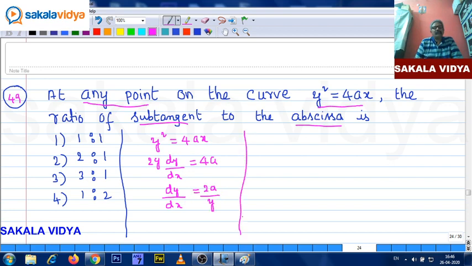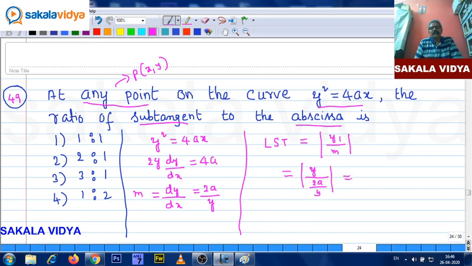Now let us find out the length of the subtangent. The length of the subtangent is given by y1 by mod m. At any point means you take that point as P, x comma y, no problem. So you can write here y1 means y, by this, say this is m, the slope of the tangent, that is 2a by y. So we get y square by 2a, but already y square is equal to 4ax. So 4ax upon 2a, we have 2x.